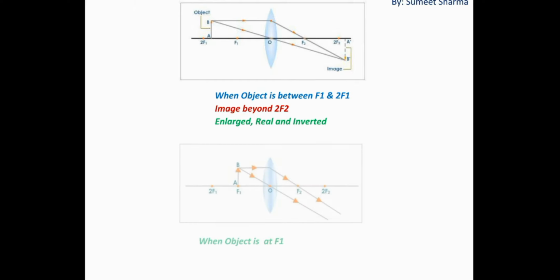Next ray diagram, when object is at f1. When the object will be at f1, at that time, as you can see in the diagram, the image will be formed at infinity. And when the image is formed at infinity, the size of the image will be enlarged, highly enlarged, and it will be real and inverted. Okay.